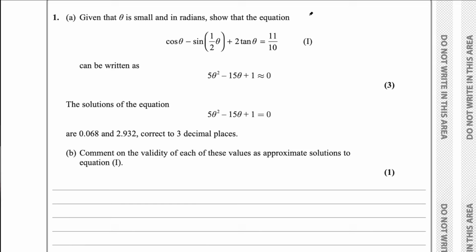Question 1, part A says, given that theta is small and in radians, show that the equation cosine theta take sine half theta plus 2 tan theta equals 11 on 10 can be written as 5 theta squared take 15 theta plus 1 approximately equal to 0.